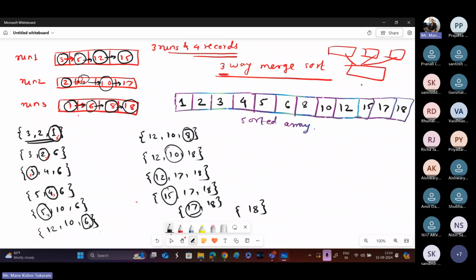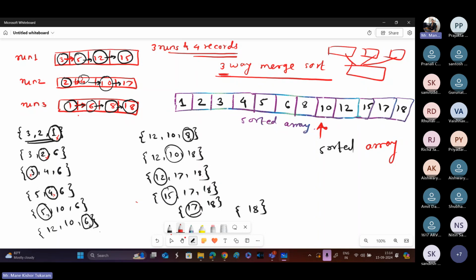And this is the particular sorted array. So whole sorted array, which we can just find by this particular mechanism. Okay, so this is the three-way merge sort.